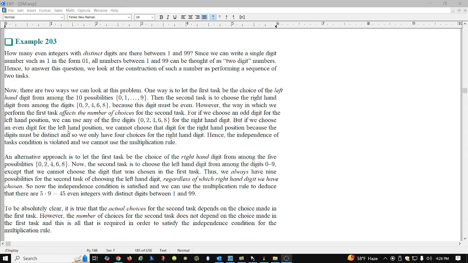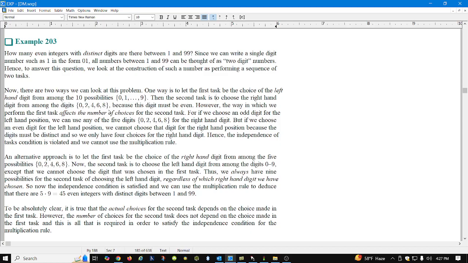Well, there are 2 ways now we could proceed. It sounds like a 2-task problem, but which task should come first? Well, you might think the first task should be the choice of the left-hand digit from among the 10 possibilities, 0 through 9. The second task would then be to choose the right-hand digit. It is from among the even numbers because the 2-digit number has to be even, so we can choose 0, 2, 4, 6, or 8.